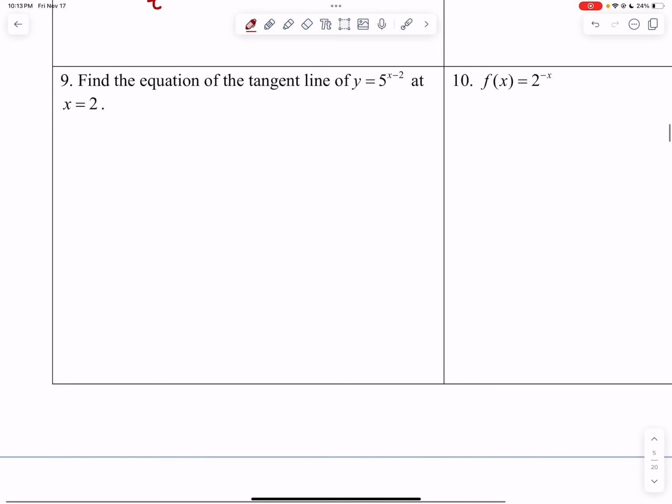Number 9, we want to find the equation of the tangent line of y is equal to 5 to the x minus 2 at x is equal to 2. What I want you to do is pause this video, try it out, find the derivative of this, because remember, that's how we find slope. So do that, and then play this video once you are done.